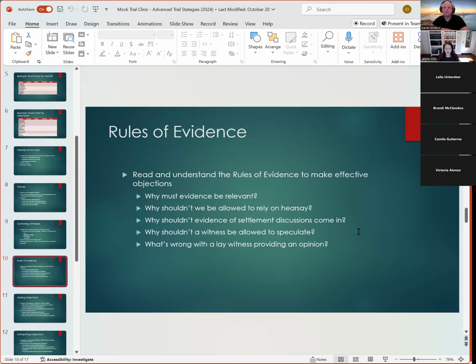Okay, and then why shouldn't a witness be allowed to speculate? I mean, we know that you can object as speculation, but why? Why is it important that you keep a witness from speculating? Yeah, so the witness should not be allowed to speculate because not only is it objectionable, but the testimony that's speculation is also taken as a fact for the jury to consider while it isn't.